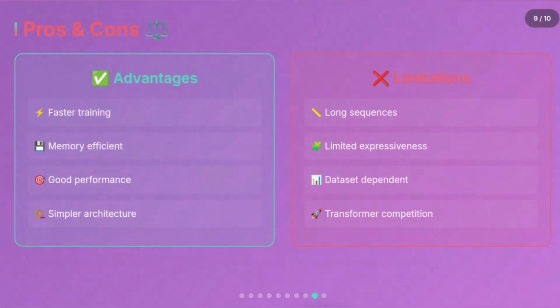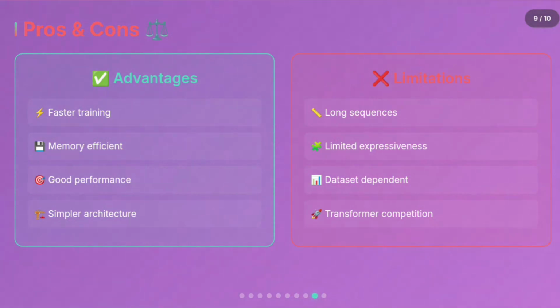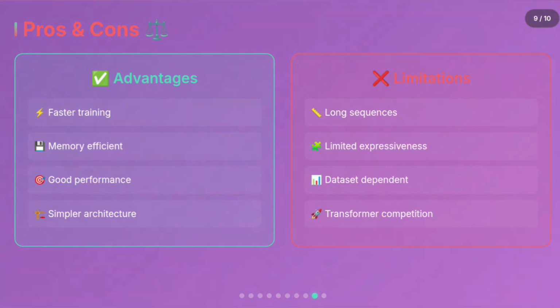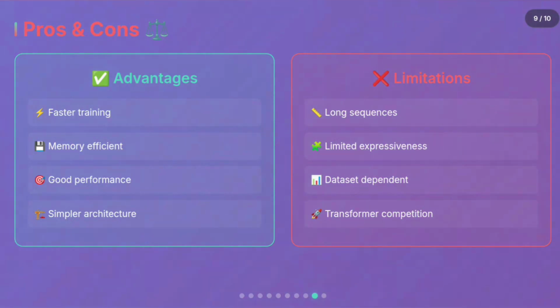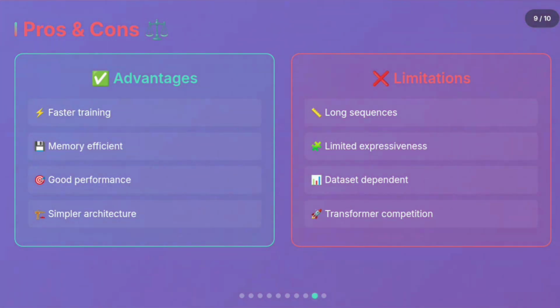Let's be honest about GRUs. They're powerful, but they're not perfect. Advantages: simpler than LSTMs. Fewer parameters mean easier training and less overfitting risk. Computational efficiency. Faster training and inference compared to LSTMs. Good performance. Often matches LSTM performance with less complexity. Gradient flow. Better than vanilla RNNs at handling long sequences.